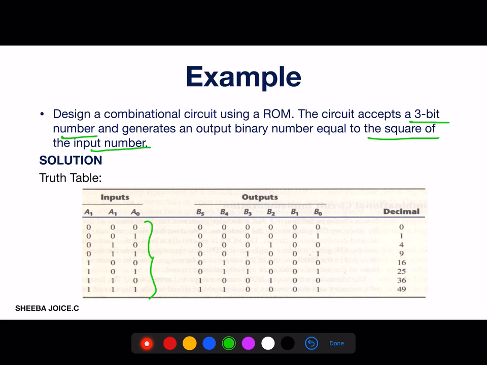Let us consider the decimal equivalent for this: 0, 1, 2, 3, 4, 5, 6 and 7. So the decimal equivalent will be 0, 1, 4, 9, 16, 25, 36 and 49. So this is the decimal equivalent. Now we need to write the output in terms of binary. Since we have up to 49, I should have 2 to the power 6, only then I can have 64 combinations.